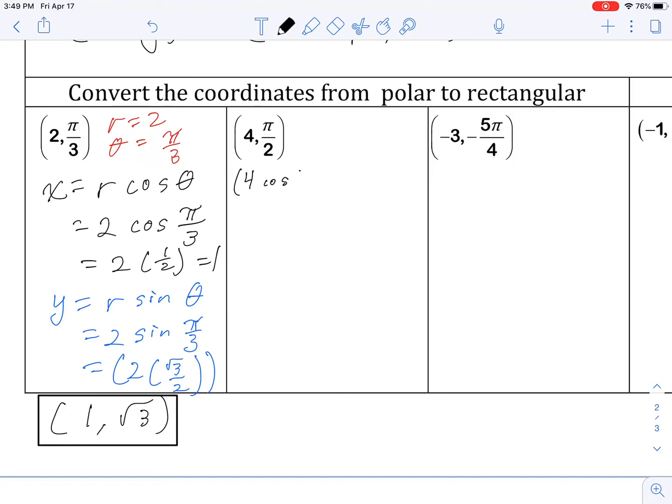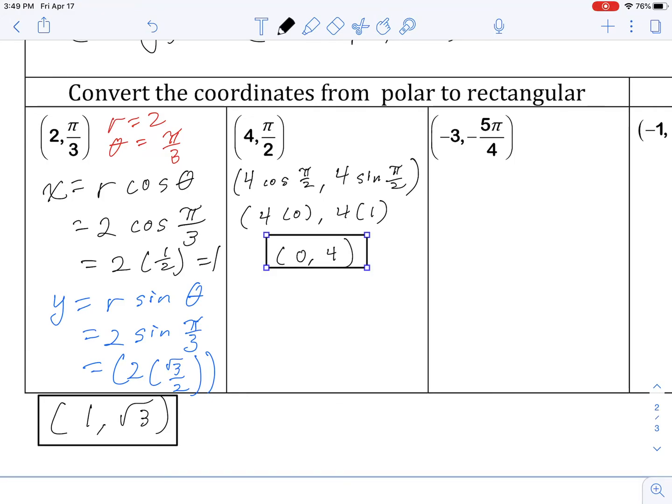So 4 times cosine of pi over 2. And we're going to go 4 times sine of pi over 2 to figure out our y. That would give us 4 times 0. And this is 4 times 1. So my coordinate would just be 0, 4. And if you haven't already done so and started thinking about these coordinates, go ahead and plot 4 comma pi over 2, this polar coordinate, on a polar plane right now. And then go ahead and plot the point 0, 4 on a rectangular plane and ask yourself, what do you notice about the two?